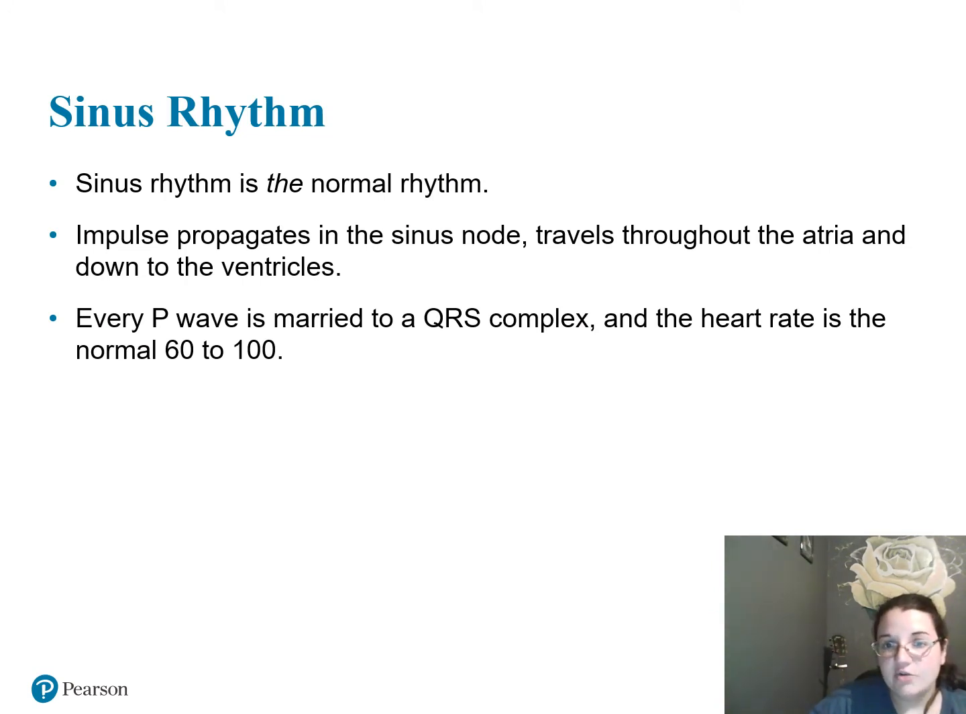Your sinus rhythm is the normal rhythm. Impulses propagate in the sinus node. Propagate, that's where they begin. They get that spark right there. They're initiated in the sinus node. They're then going to travel through the atria and down to the ventricles. This is known as that conduction system. Every P wave is married to a QRS, meaning it needs to precede the QRS, in front of the QRS. Every QRS needs to have a P wave, and every P wave needs to have a QRS. They're married. And the heart rate is the normal 60 to 100 beats per minute.